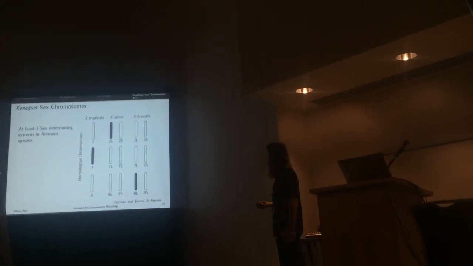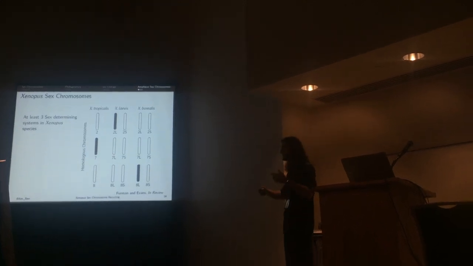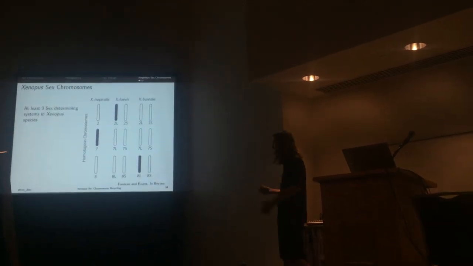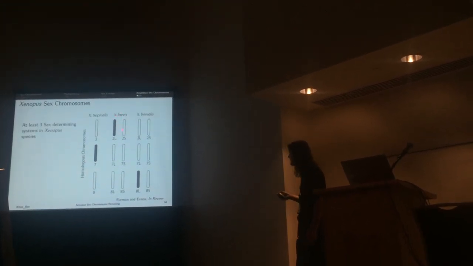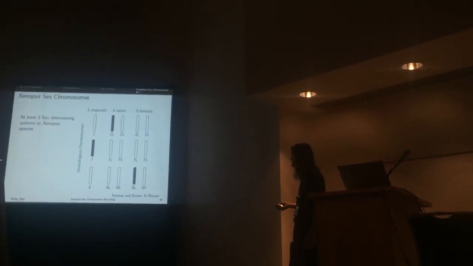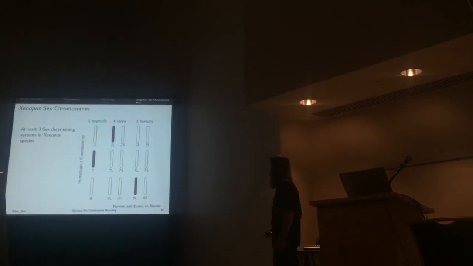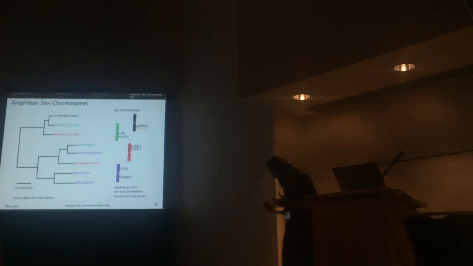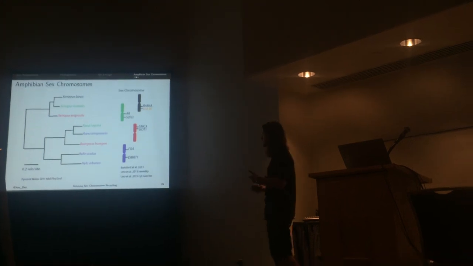So this leaves us with at least three sex-determining systems in the Xenopus genus. One in tropicalis, which is a really curious system with ZW and a Y chromosome floating around in there, and it's on chromosome 7. We have Xenopus laevis with DMW, on chromosome 2, and now we have Xenopus borealis with something else sitting on chromosome 8, specifically.